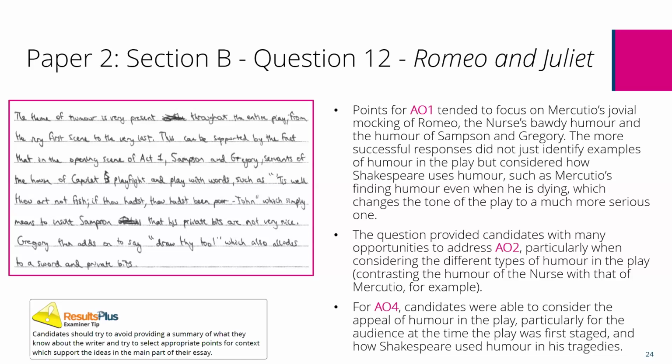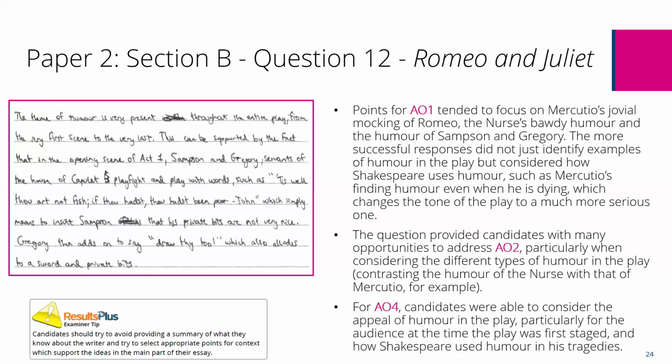But the question for Romeo and Juliet was, in what ways does Shakespeare use humour in Romeo and Juliet. And of course, the signposting to AO2, you must consider language, form, and structure. And then that is always followed by the signposting to AO4 and refer to the context of the play in your answer. So we've got AO1, AO2, and AO4 being assessed in section B of paper 2.